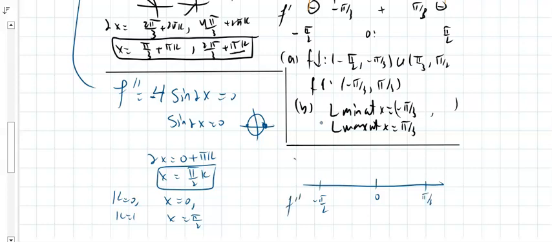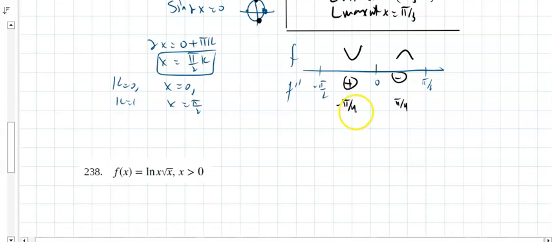And there's f double prime and there's f. If I pick a point to the left, let's say negative pi over 4, 2 times negative pi over 4 is negative pi over 2. Sine of negative pi over 2 is negative 1 times a negative 4. That's a positive. And if I pick pi over 4, 2 times pi over 4 is pi over 2. Sine of pi over 2 is 1 times negative 4. That's a negative. So this is concaving up, concaving down, and that's my conclusion for C and D.